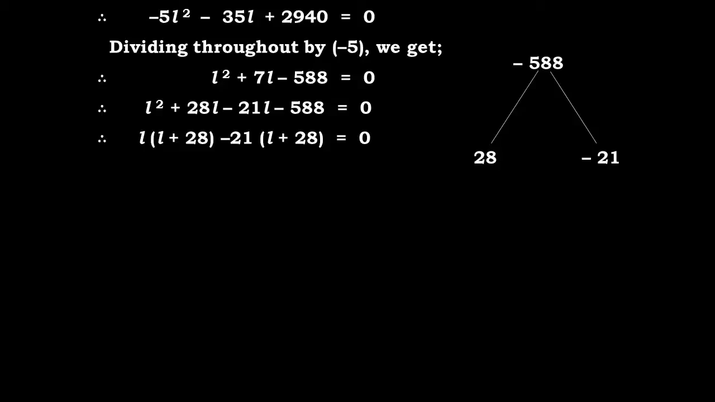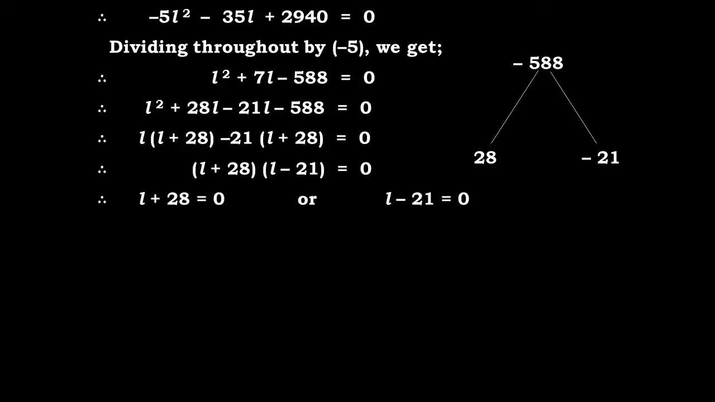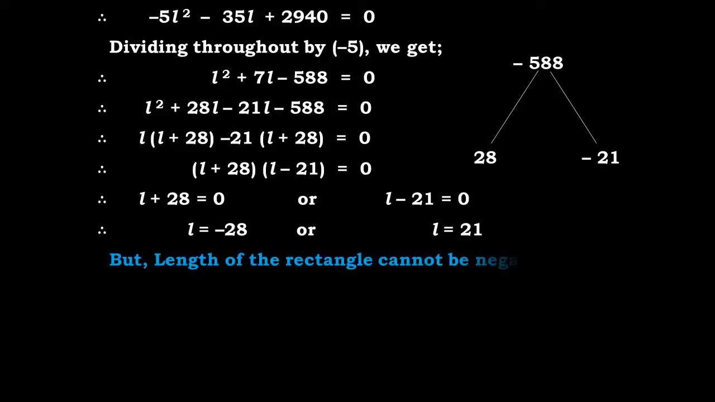We will get L plus 28. So L plus 28 common bracket, second will be L minus 21 is equal to 0. So L plus 28 is equal to 0 or L minus 21 is equal to 0. Therefore L is equal to minus 28 or L is equal to 21. Again see, the length of the rectangle cannot be negative. Therefore L is equal to 21 meter.